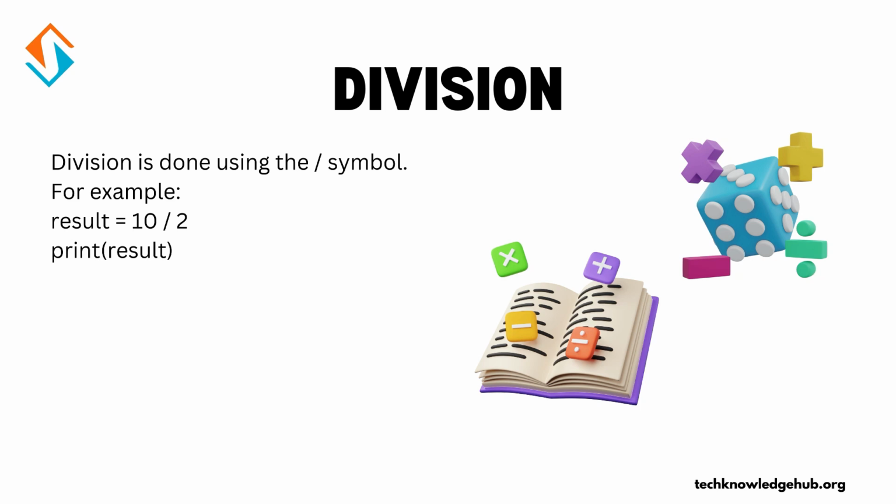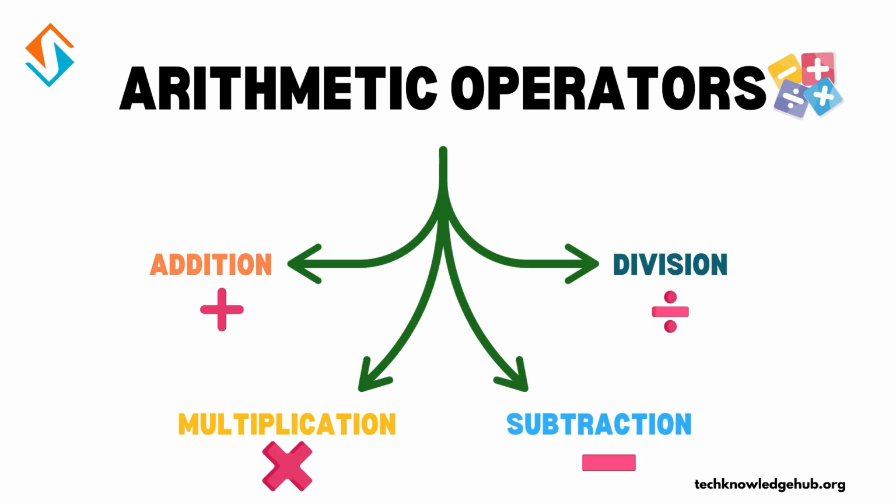Notice that Python returns the result as a float, even though the division is exact. When dividing in Python, you'll always get a float, even if the result is a whole number. This is important when performing further calculations, so always be mindful of the data type returned. But these are the 4 basic arithmetic operations and you'll use them constantly in your programs.